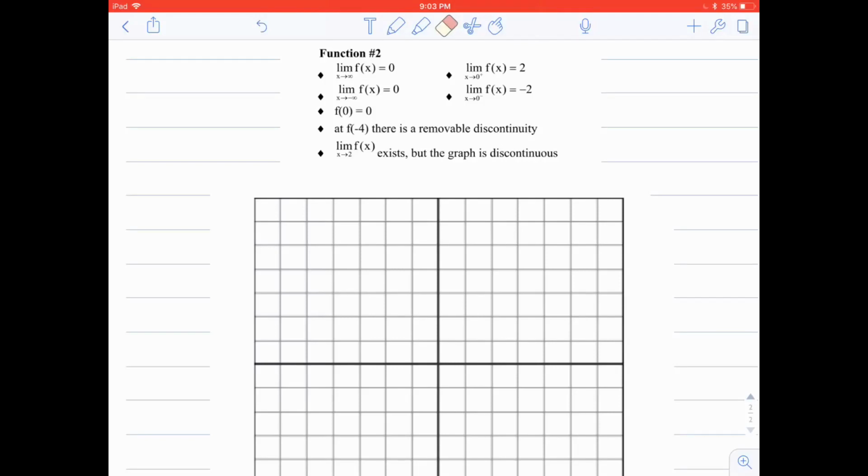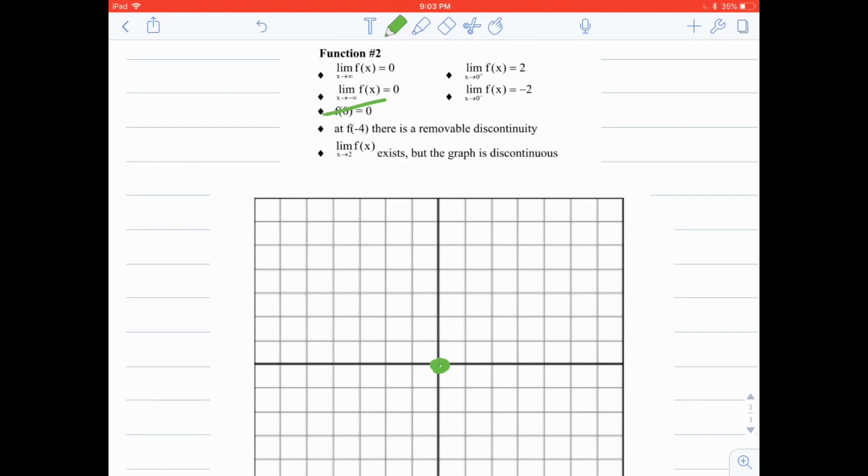Here's our second function. So again, I'm going to start off with graphing points because those are easy. And so my first point is at 0, 0. So I've gotten that taken care of. And then I want to kind of look for asymptotes. That's what I think is usually easier to think about.